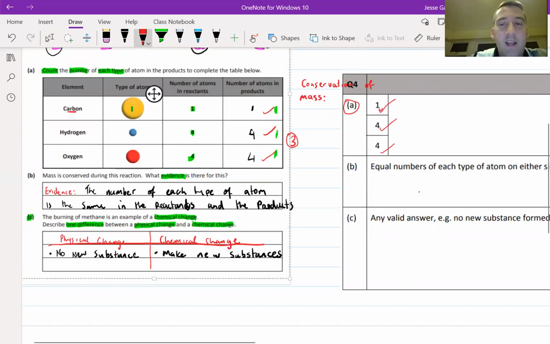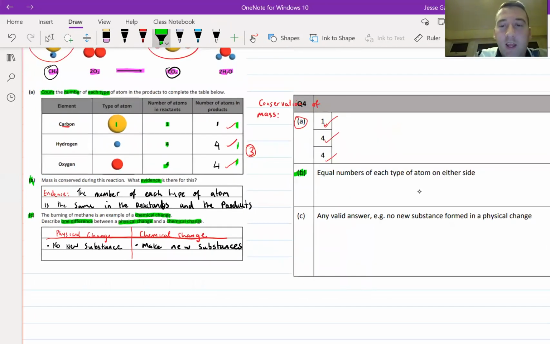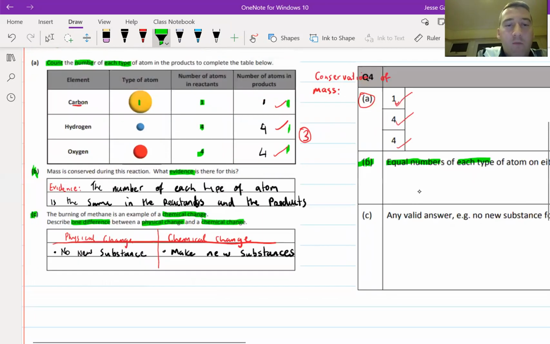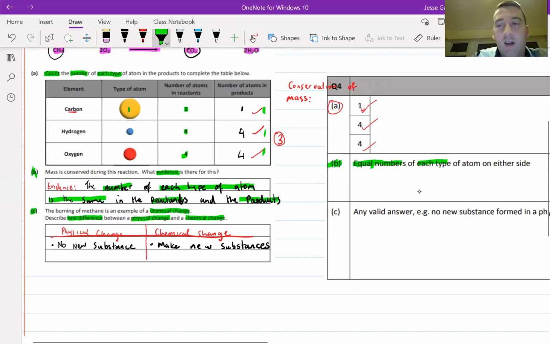The next thing is part B here. As you can see, this is part B. It says mass is conserved. What is the evidence for this? Well, what have we said here? There are equal numbers of each type of atom on either side is what it said. What have we said? We've said the number of each type of atom is the same. So that's the same as saying it's equal, okay, in the reactants and the products, which is the same as saying on either side, okay.